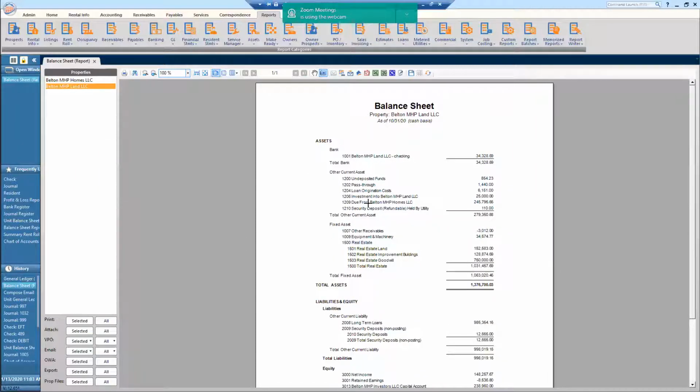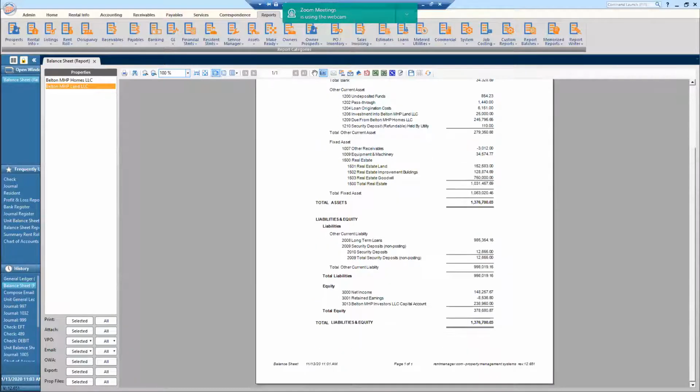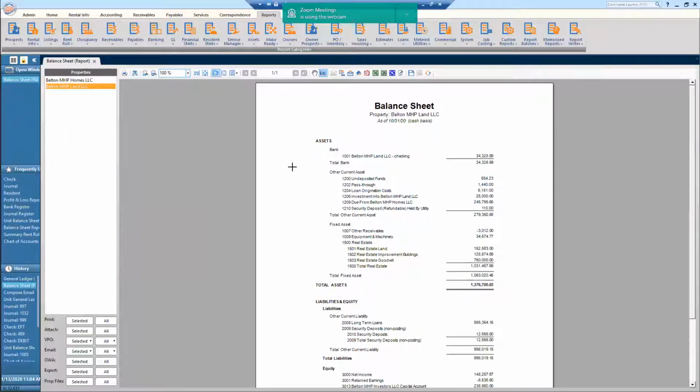Belton Land, look through here, same jam, nothing out of the ordinary. Equipment, machinery, real estate land, real estate improvements, real estate goodwill. I got a loan of $985. How you like them apples? What did I say this was worth earlier? Like 4.2 million. We owe $985. Pretty good work for the last.